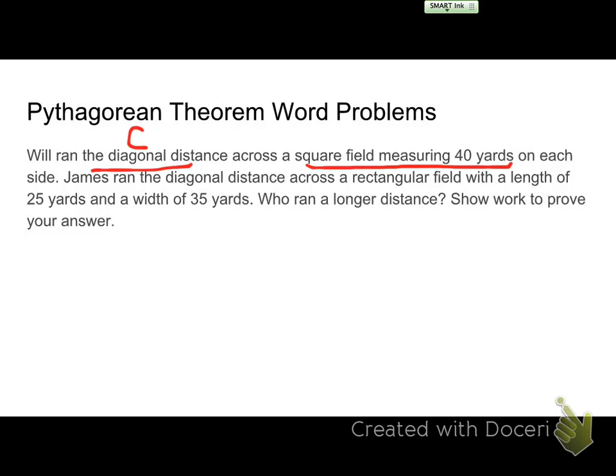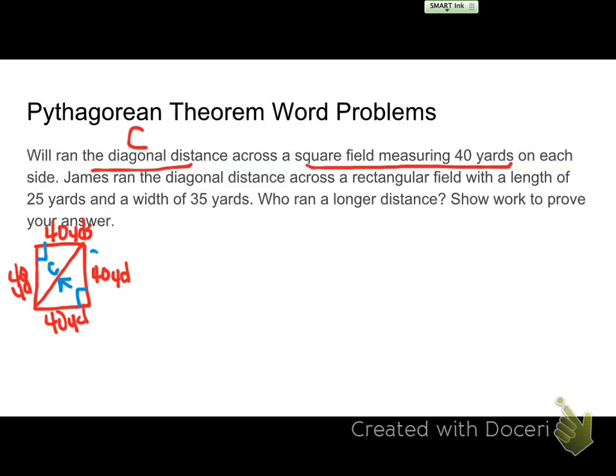So I'm going to draw a square. We know that a square measures the same on all sides. So we have 40 yards, 40, 40, and 40. And we're looking for the diagonal. Okay, that's him running across the diagonal. So I have my right angle. There's two right angles, right? But I only need one. So directly across from my right angle is C, and that's what I'm looking for.